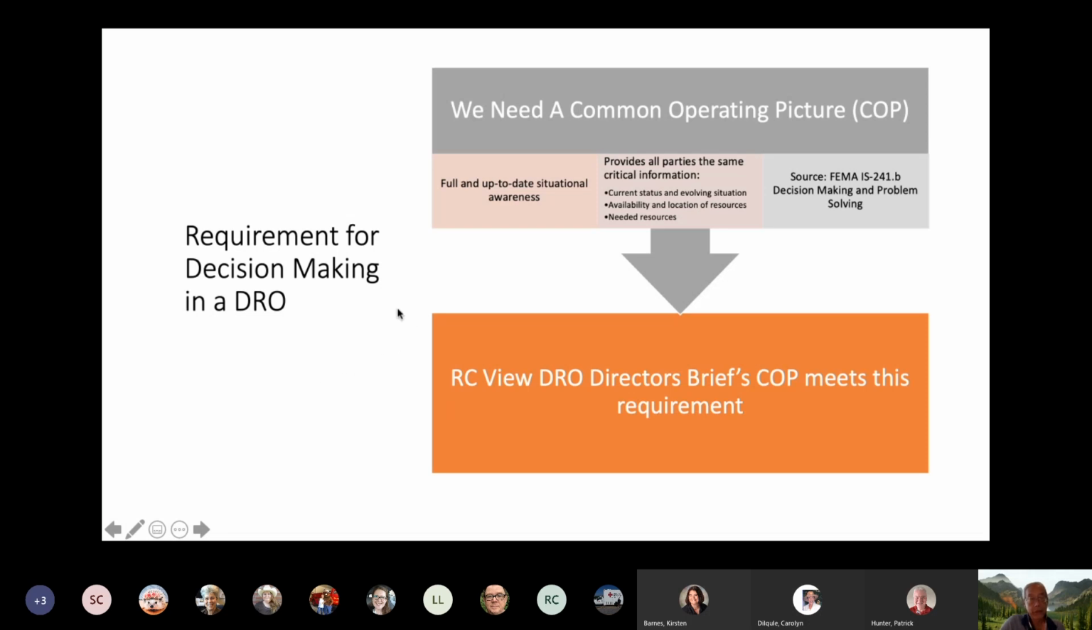A little more specific, this is getting down into RCView here. So, requirements for decision making in DRO. Regardless of RCView or not, you need to have a common operating picture, which means you're getting a full, up-to-date assessment of the situation, or providing situation awareness of where the threats are.